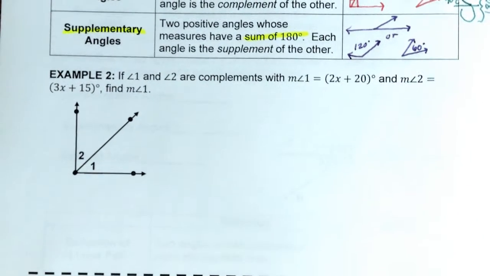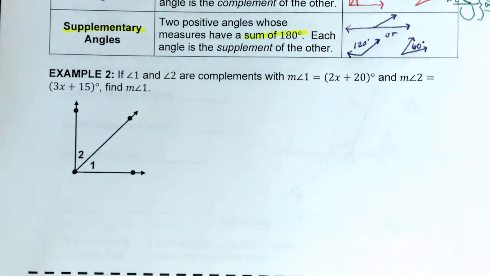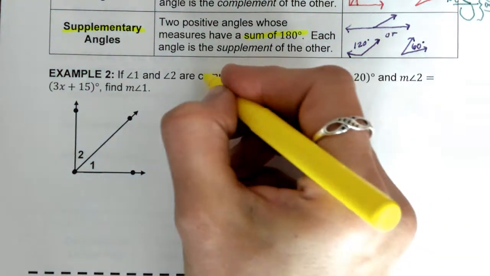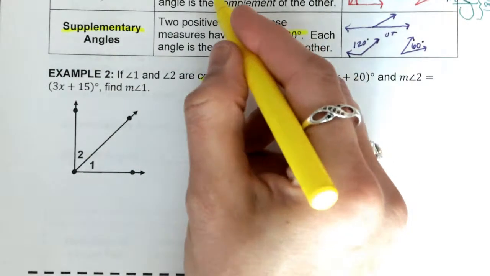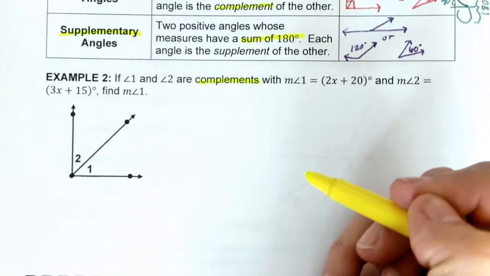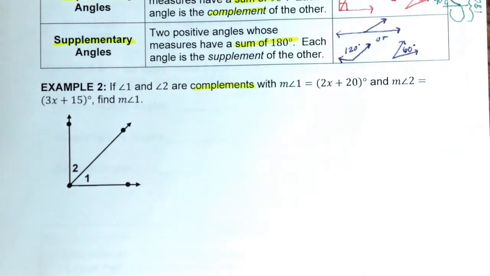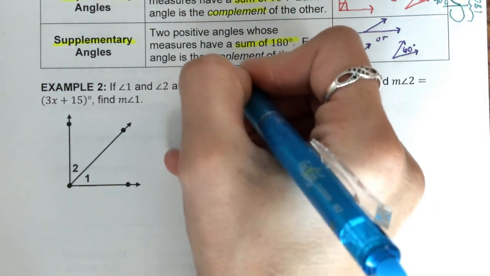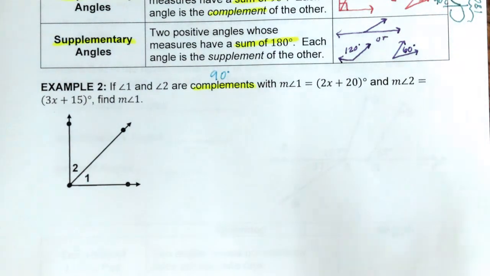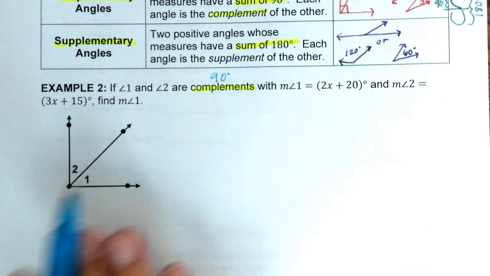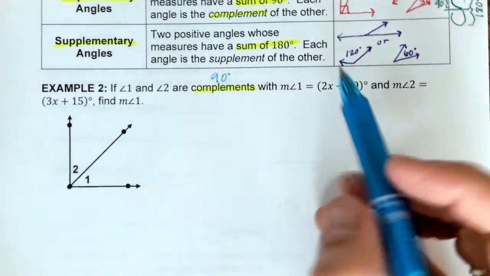So let's go ahead and take a look at the first example. We have angle 1 and angle 2 are complements. So if you see that, we know we need to stick with 90 degrees. Here, complements means 90 degrees. They didn't draw the box in, but we know we're going to have that right angle box.